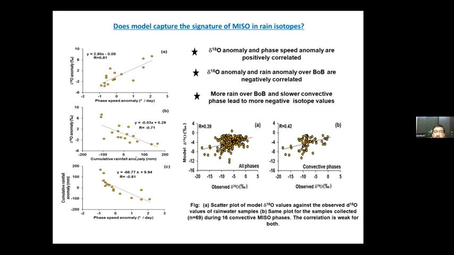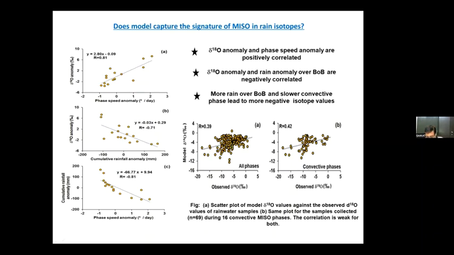Now we want to see how the models are performing. Here we have taken a model, the isotope-enabled global spectral model, ISO-GSM. When we compare the isotope values, considering all phases and considering only the convective phases, we found the results show a very weak correlation. R is coming around 0.39 or 0.42, which indicates that although the simulation is somehow capturing the mean values, the day-to-day variability is not properly captured in the model.